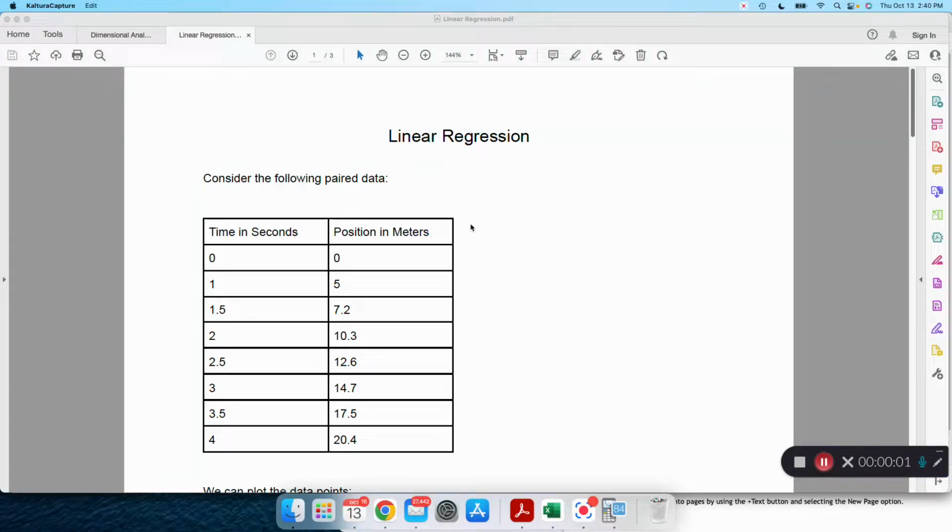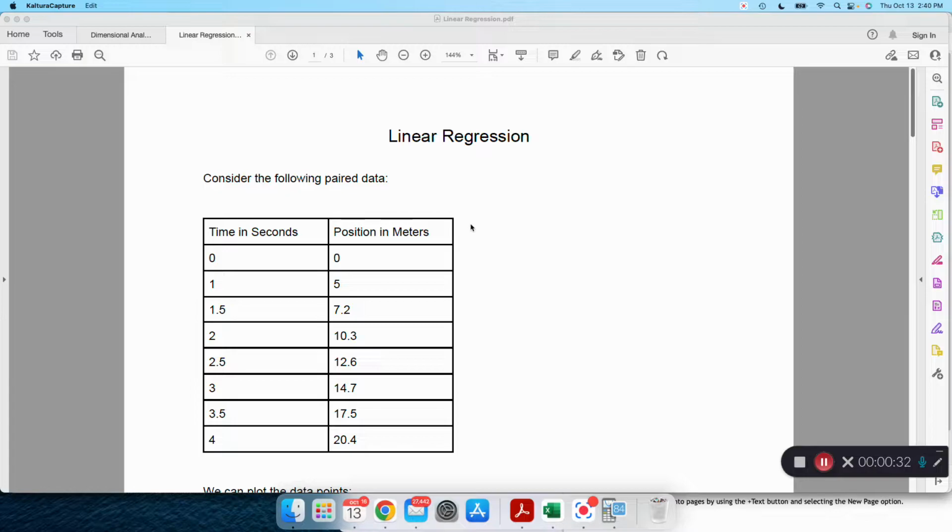Okay, let's talk about linear regression. Linear regression is the process of taking data that looks like it basically follows a line and finding the equation of the line that best fits the data. Now, by best fits the data, what that means is finding the line that minimizes the sum of the squared residuals. You don't have to know what that means at this point. We're going to use software that's going to do this for us.